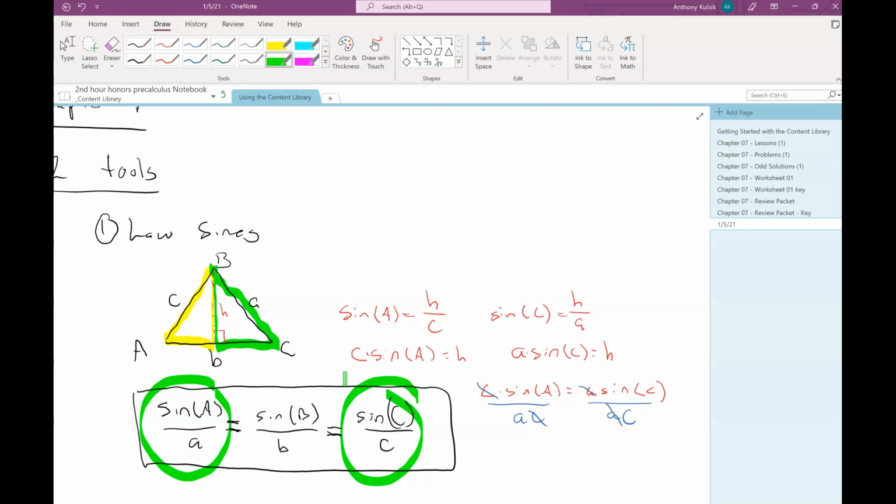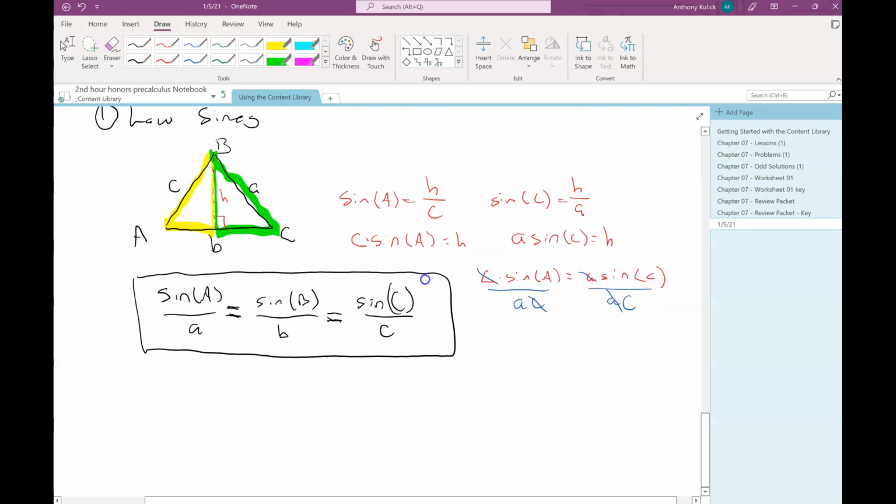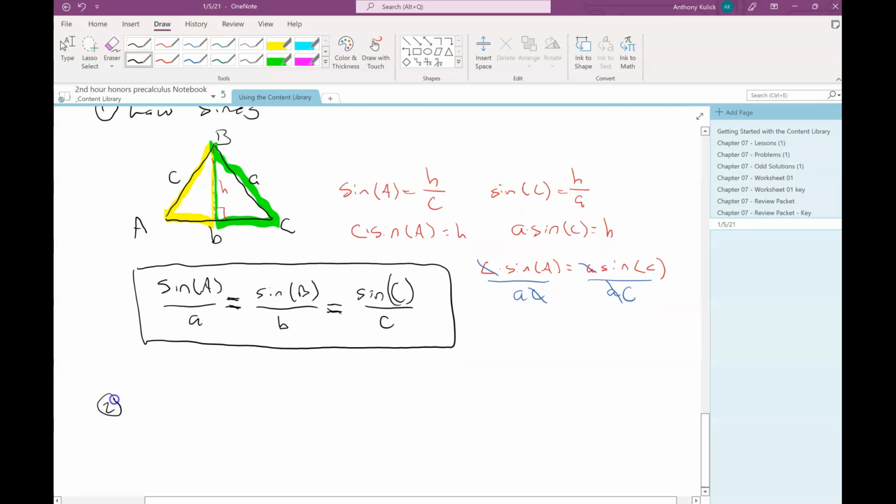We've done the hard part here, though. I'm not going to repeat the same steps with different letters. Is that cool? But that's all this is doing. It's basically saying, if I divide this up into two right triangles, then I can do the following. Okie dokie. Okay. The other tool that we have is the law of cosines.